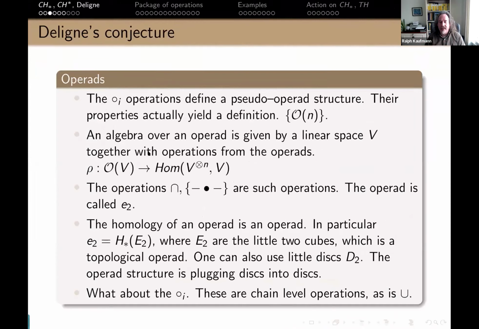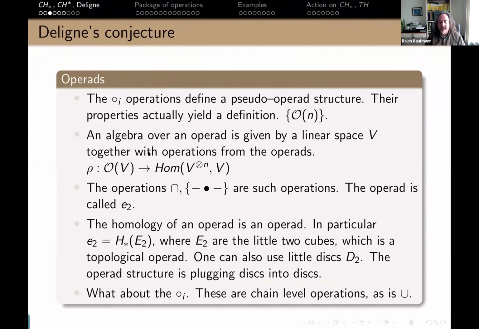And so these two operations, I can look at what I can generate by these operations on homology. I just have a cup and the Gerstenhaber structure. And the operad which governs these operations is called little e2. It's also called the Gerstenhaber operad. And now something happens. This little e2 is actually the homology of an operad, which is the little disks or the little 2 cubes operad.